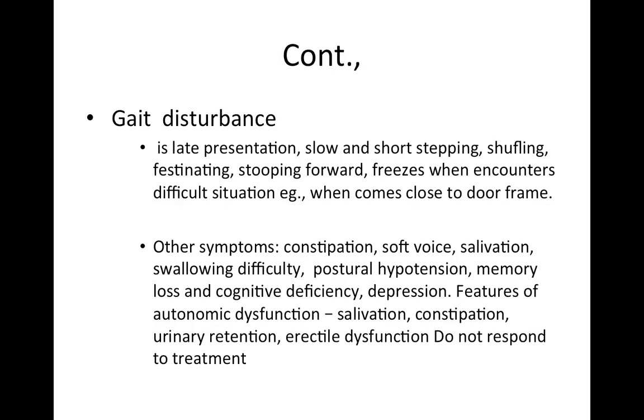Then the fourth symptom is gait disturbance. Gait disturbance is rather late presentation. Patient makes slow and short steps. He will have shuffling gait. At times, his gait is festinating type. He stoops forward in order to maintain the balance, in order to avoid the fall. When he suddenly comes across a difficult situation to pass through, like when he faces or comes close to a door frame, he freezes.